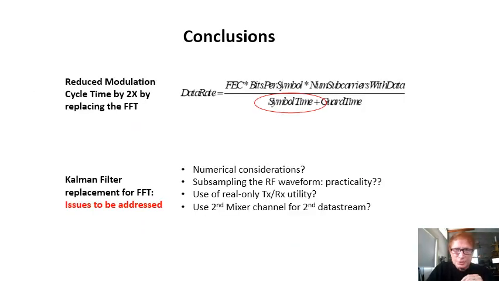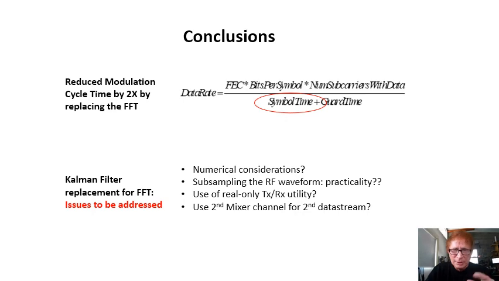A few conclusions. We have shown that the OFDM symbol time can be reduced by a factor of 2 when we replace the FFT with an optimal estimator. We will provide a data rate improvement of a factor of 2 if we disregard the requirements for the guard time. This data rate increase was the primary goal for this presentation of the new approach.